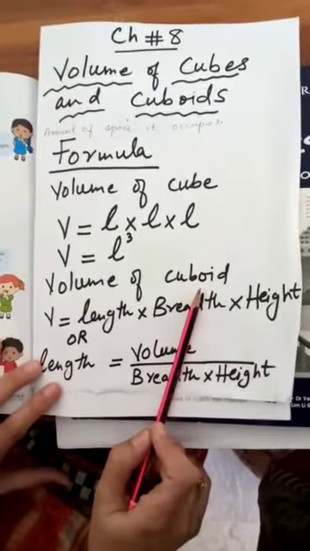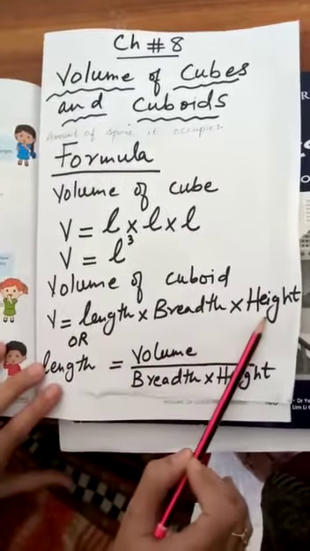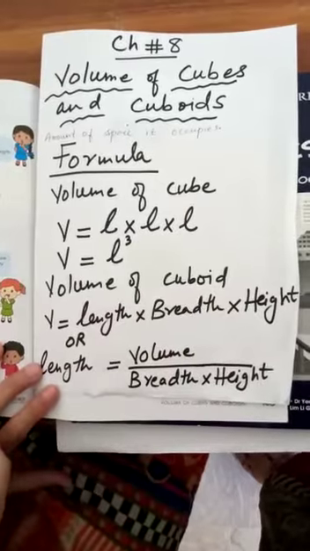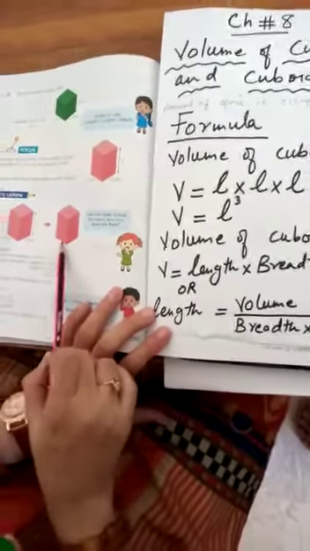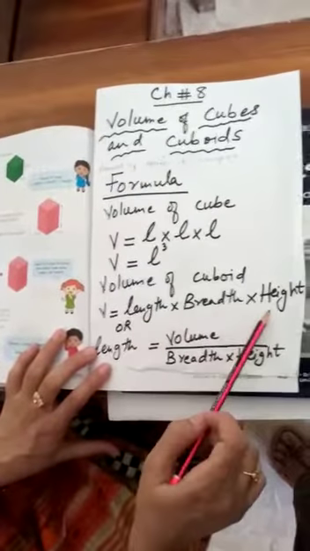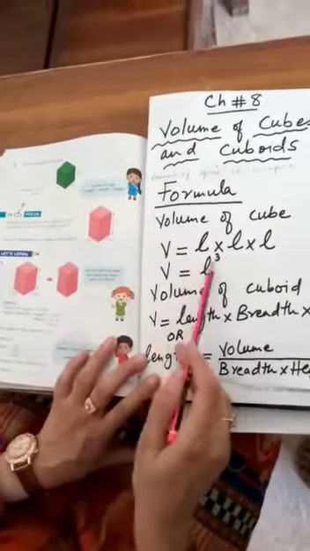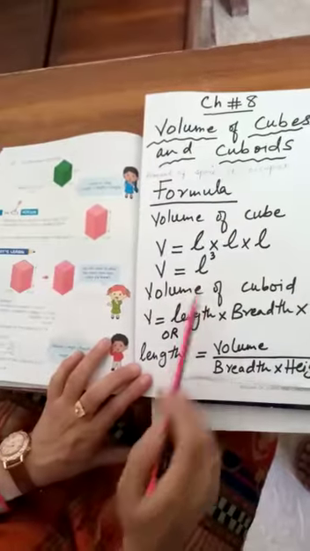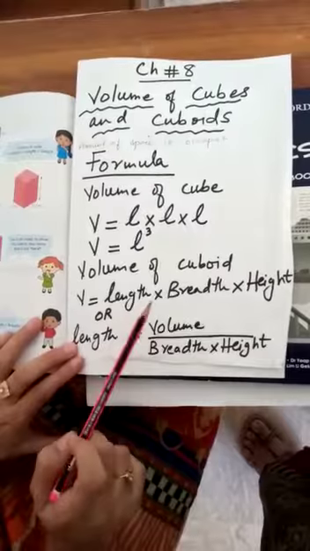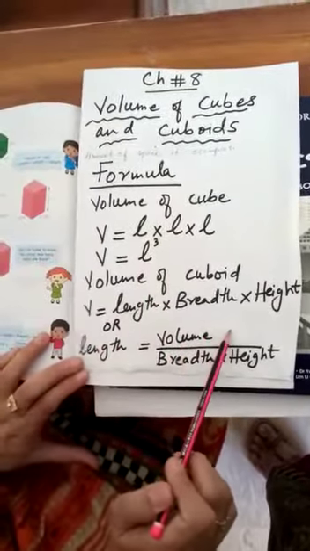Now come to the volume of cuboid. When you talk about the cuboid, it has the formula length multiplied by breadth multiplied by height, because a cuboid has different length, different height and different breadth. That's why the formula changes here. And when you talk about the cube, it has the same length, height and breadth, so the formula will be L cube. These two formulas you have to write in your copy after making a title page for the new chapter, chapter number 8.